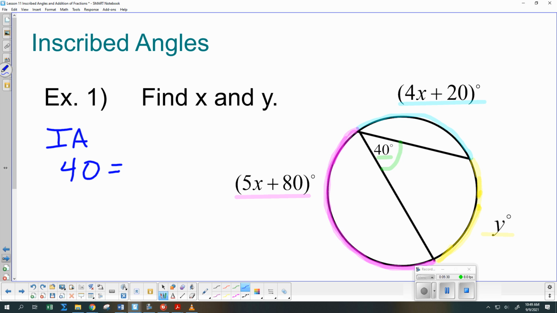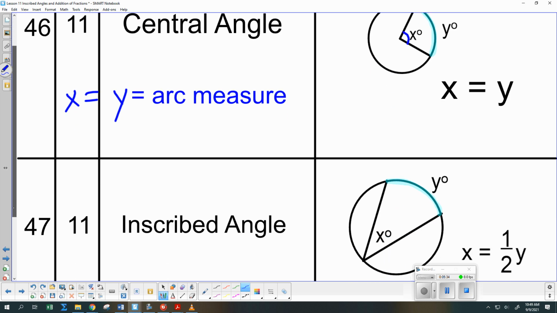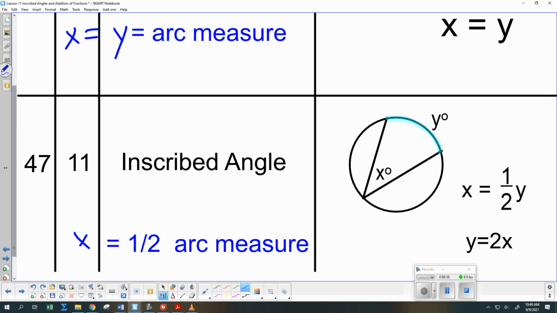Memorize it that when it's central, the angle and the arc are the same. Memorize when it's inscribed, the angle is half of the arc, or the arc is twice the angle. Because I could change it on my next one and put an x over here and a y over there. If you've memorized it this way, you've got it backwards. So always memorize the ideas, not the specific labels.